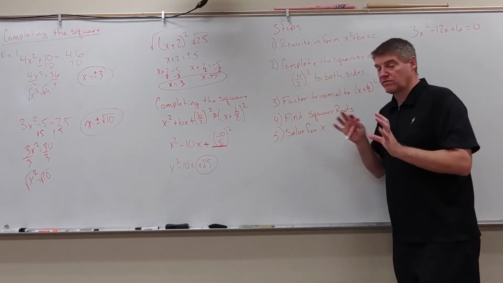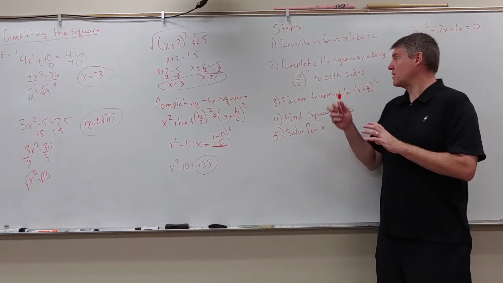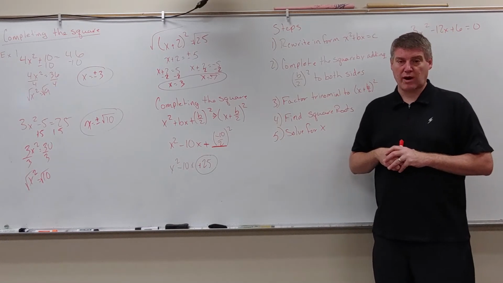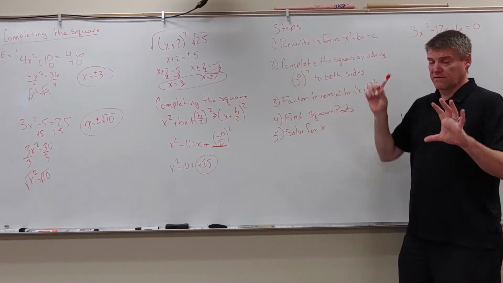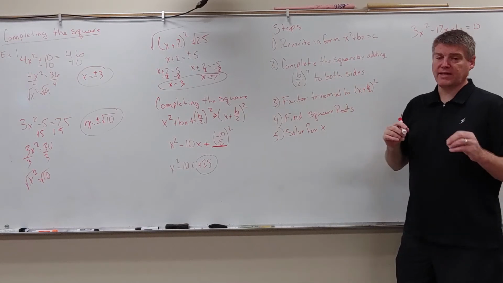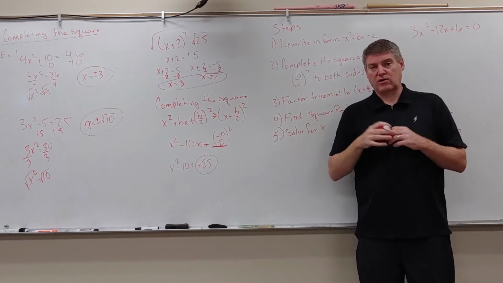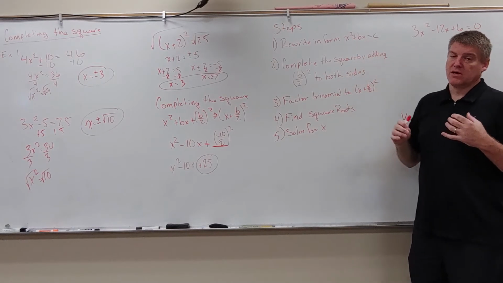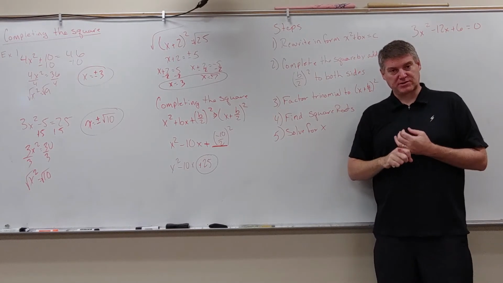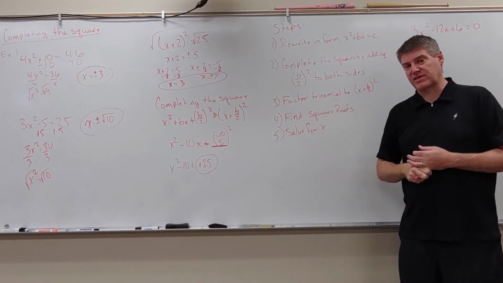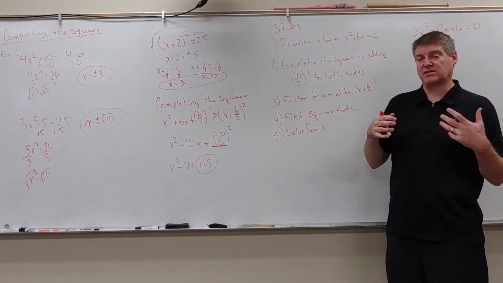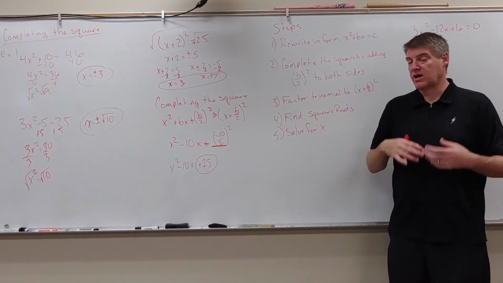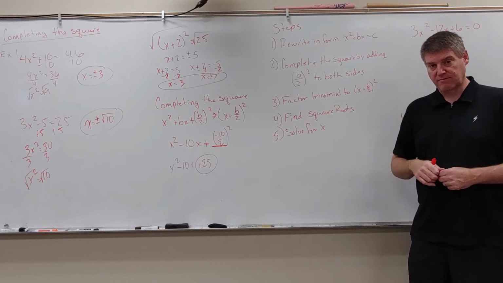So we're going to go over some steps on completing the square, and then I'm going to give you an example of completing the square. The first thing is to rewrite your quadratic in the form x squared plus bx equals c. You might have to do a couple of steps there. You might have to divide everything by a. So if a is not 1, if it was 5, I would have to divide everything by 5.